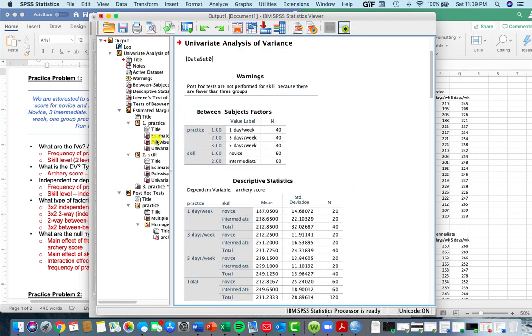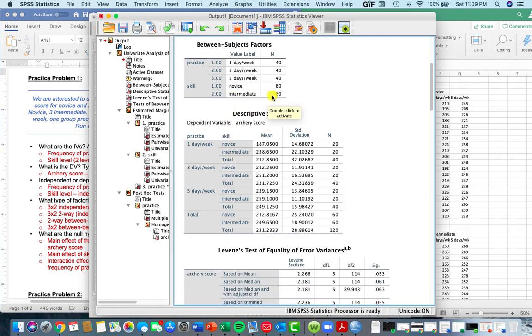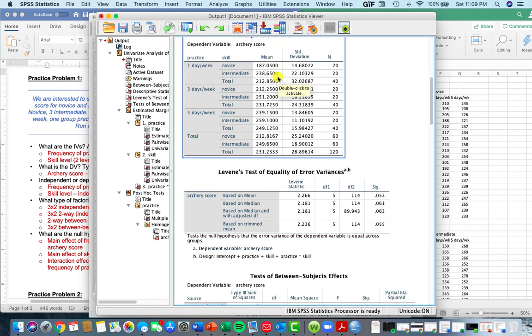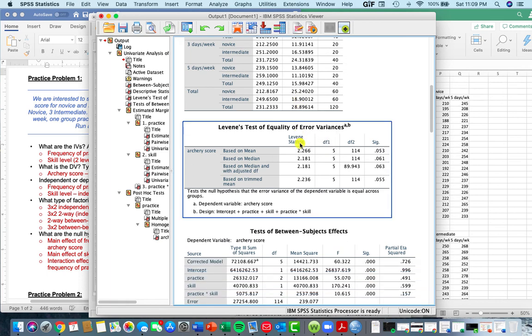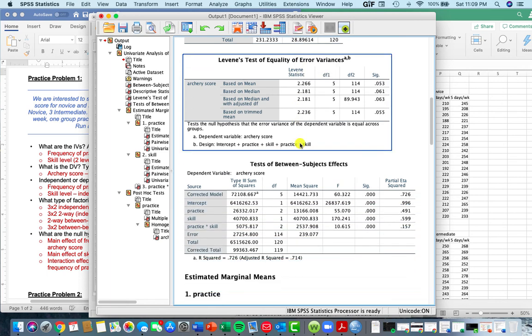And then you can see this lovely long output. It's a lot. So if we split this up, you can see this legend looks very similar to what we put in Excel. And it tells you what your sample size is for each of your groups. Our descriptive statistics give us our means and standard deviations. And then you can see our Levene's test here.